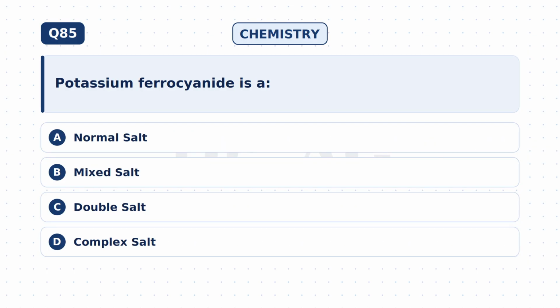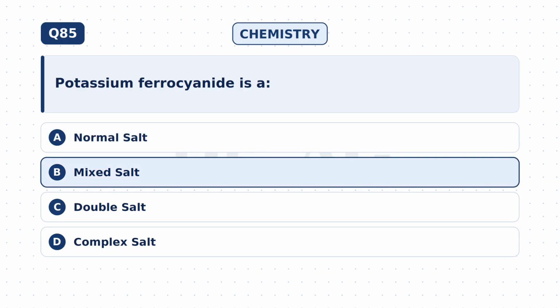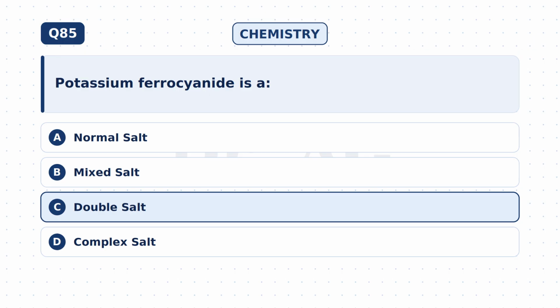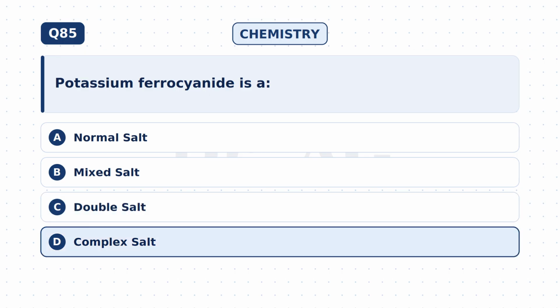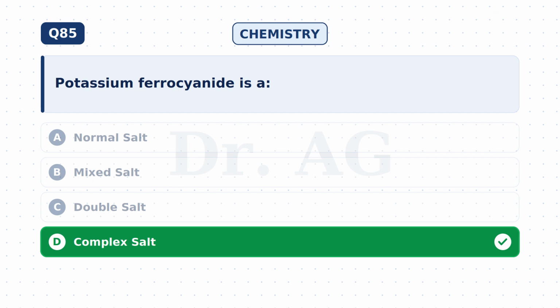Question 85. Potassium ferrocyanide is a Option A, normal salt. Option B, mixed salt. Option C, double salt. Option D, complex salt. The correct answer is D, complex salt.